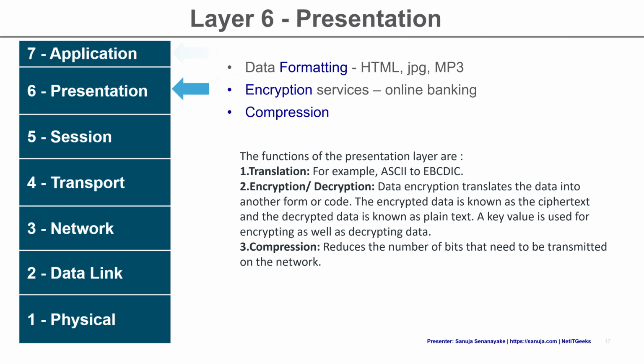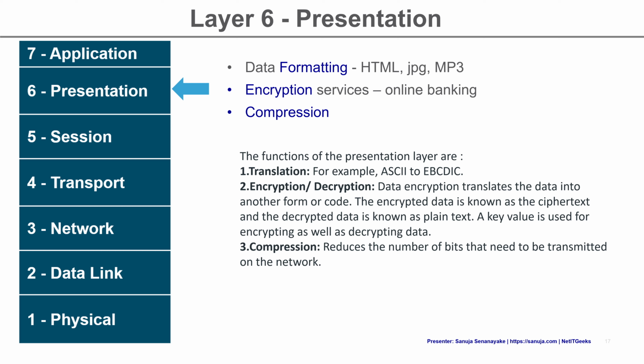The next layer is layer number 6, which is the presentation layer. It is used for data formatting such as the HTML format itself, the JPEG format, the MP3 format. Those are all part of the presentation layer because it is actually formatting the data itself. It allows encryption services such as online banking or encrypting important documents. It also allows things like compression, because these are all part of that presentation layer right below the application layer.